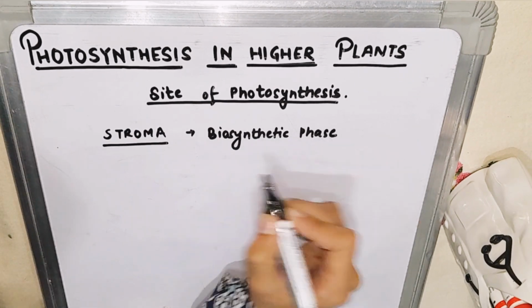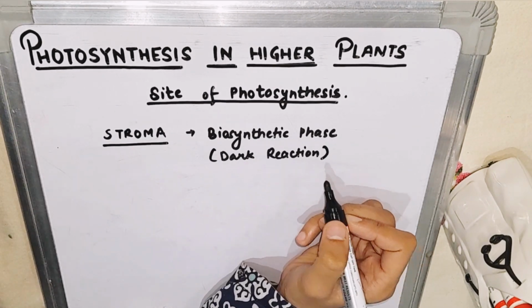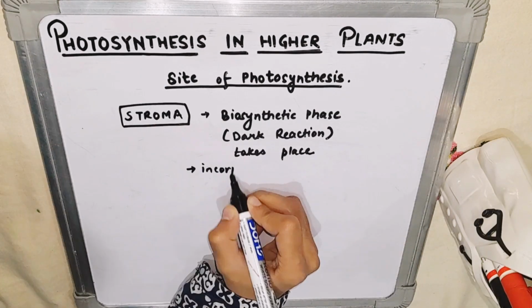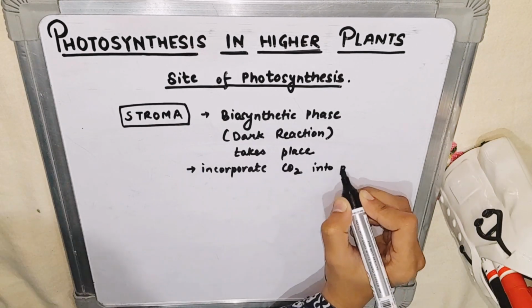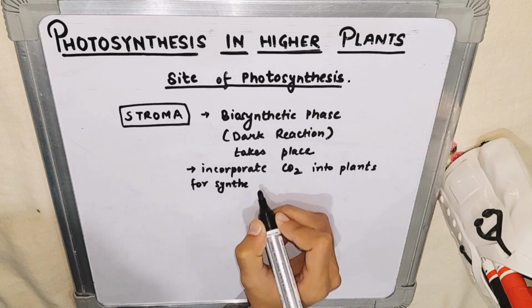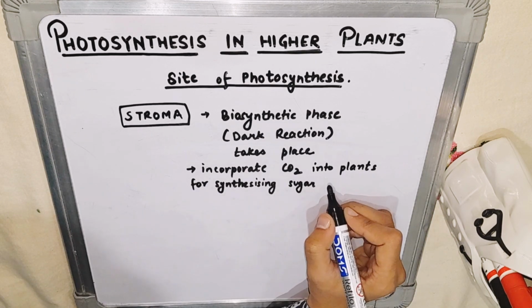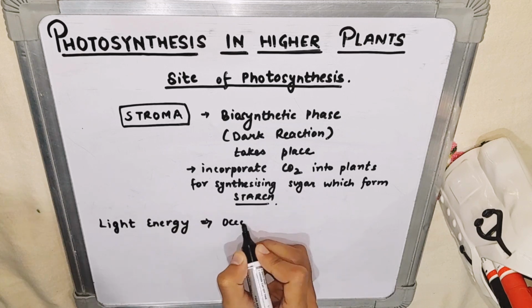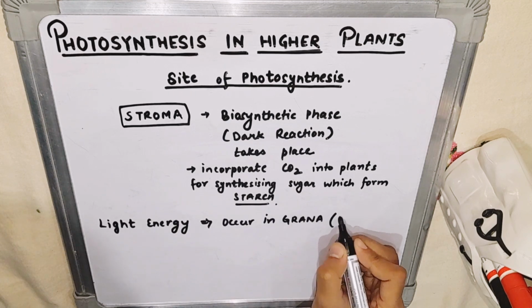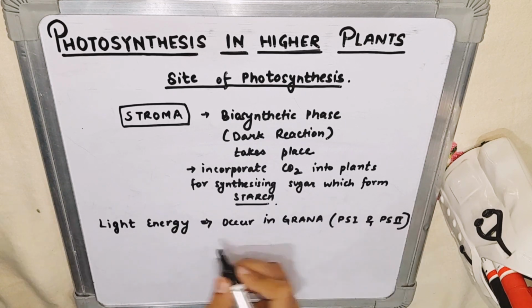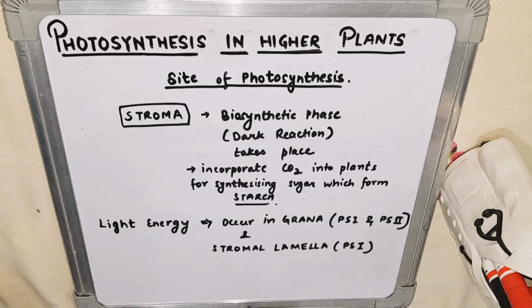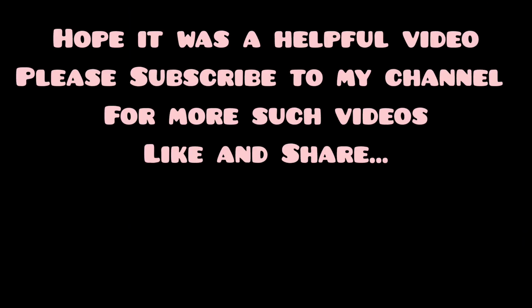Stroma is the biosynthetic phase, that is, the dark reaction takes place in the stroma of the chloroplast. Now stroma is also used to incorporate carbon dioxide in plants for synthesizing the sugar which forms the starch. So the light reaction occurs in the grana, which consists of both PS1 and PS2, and in stromal lamella, which includes only PS1. That's the end of part 1 of this chapter.